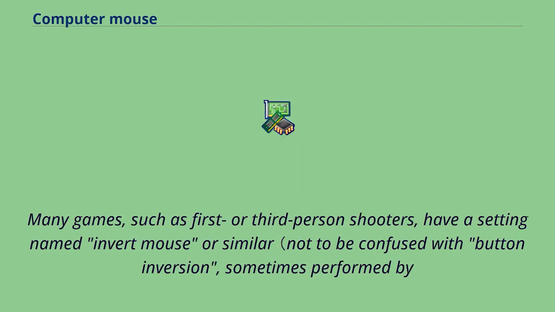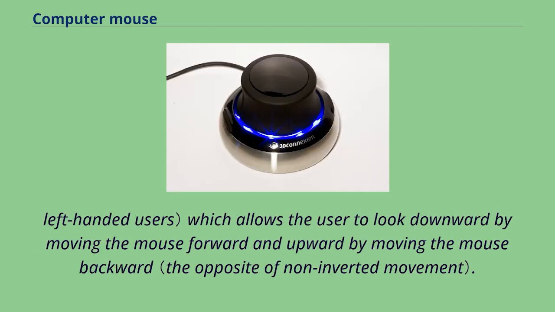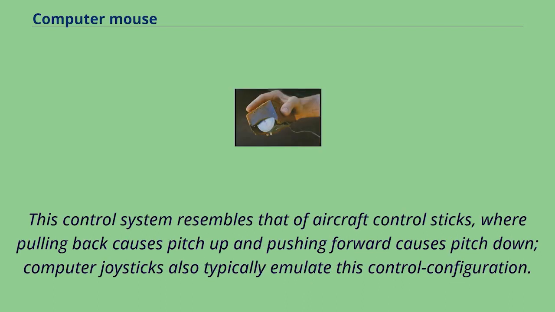Many games, such as first or third-person shooters, have a setting named invert mouse or similar, not to be confused with button inversion, sometimes performed by left-handed users, which allows the user to look downward by moving the mouse forward and upward by moving the mouse backward. This control system resembles that of aircraft control sticks, where pulling back causes pitch up and pushing forward causes pitch down. Computer joysticks also typically emulate this control configuration.